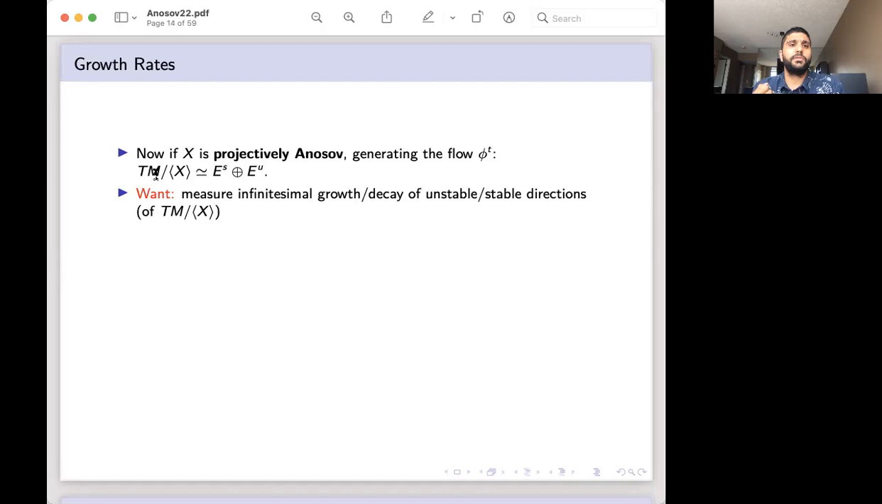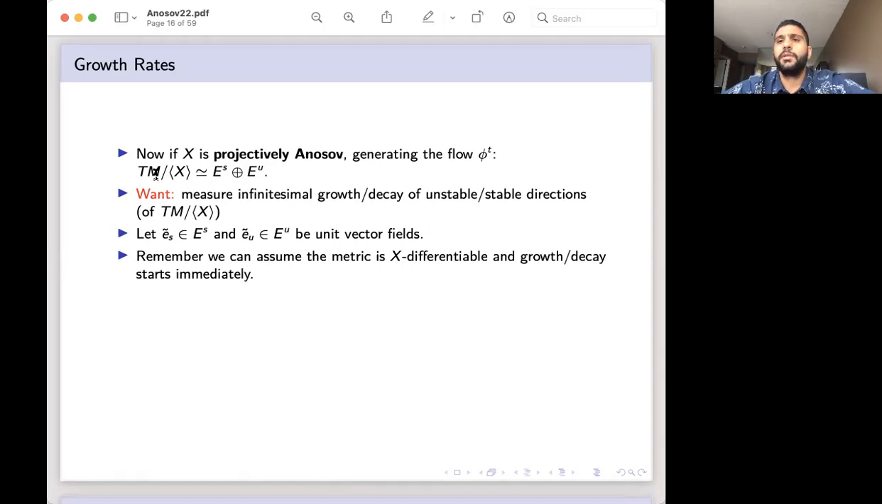And now my goal is to measure the infinitesimal growth and decay in these two directions and try to understand the conditions that make this relative growth and absolute growth in the unstable direction and absolute decay in the stable direction. So let ES tilde and EU tilde be these unit vectors in these two directions. And remember that I can always assume that the metric, the norm that I'm using in the definition, is differentiable in the direction of the flow.